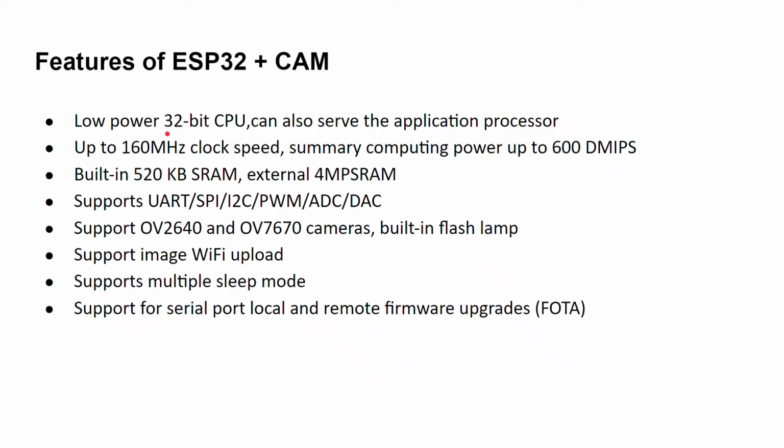It has a low power 32-bit CPU, which can also serve as an application processor and supports 160 MHz of clock speed. It has a built-in 520 kilobytes of SRAM and an external 4 megabytes of PSRAM. This module also supports UART, SPI, I2C protocols, pulse width modulation, ADC and DAC. It also supports OV2640 and OV7670 camera modules with the built-in flash lamp. It supports image Wi-Fi upload and multiple sleep modes. This module also supports serial port, local and remote firmware upgrades.